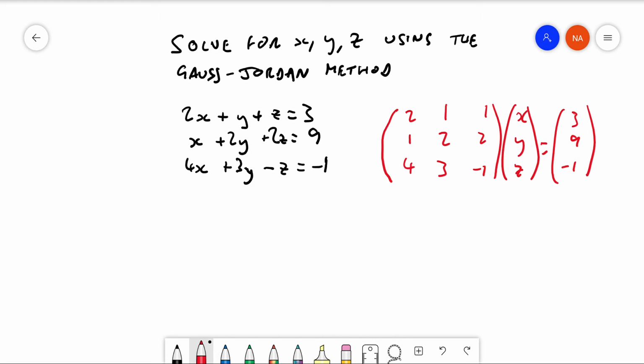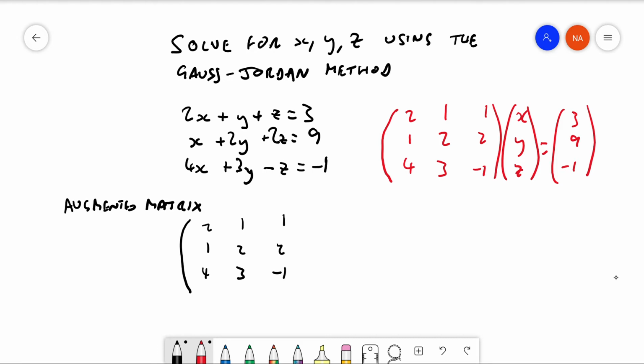But for this Gauss Jordan method, we don't actually use that form. We use what is called an augmented matrix. It's sort of like that and related to it, and it looks like this. Here we go. It'll have just the coefficients 2, 1, 4, 1, 2, 3, 1, 2, negative 1. But then it'll have the solutions as well, 3, 9, negative 1. Now that's how I write it.